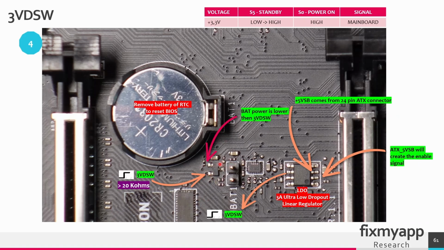This is a diode array. We now have 3.3 volt at input 1 that comes from the voltage regulator. The voltage compared to the battery power is higher. So this diode array will pass the source voltage of 3.3 volt to the PCH. And the connection from the battery will be disconnected. When you want to reset the BIOS, you can remove this battery or jump this jumper.